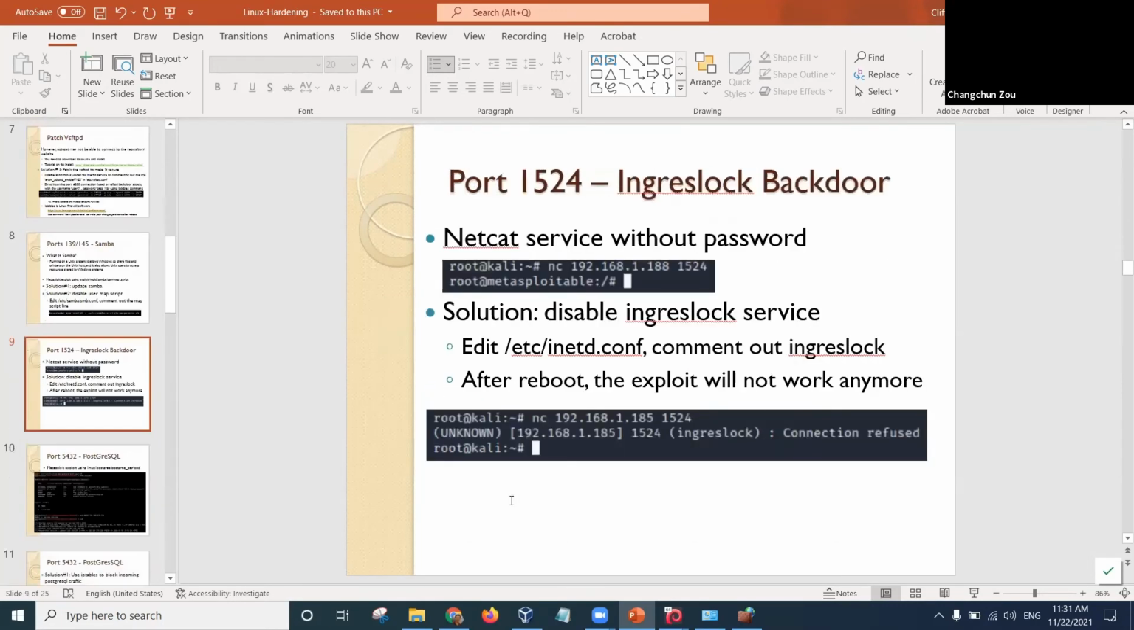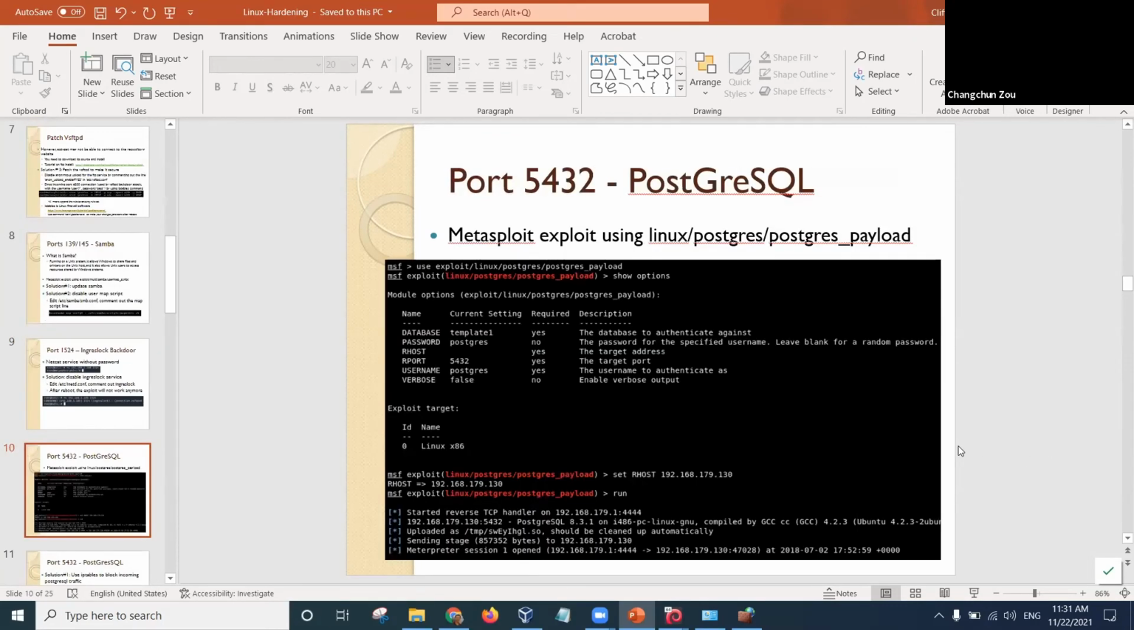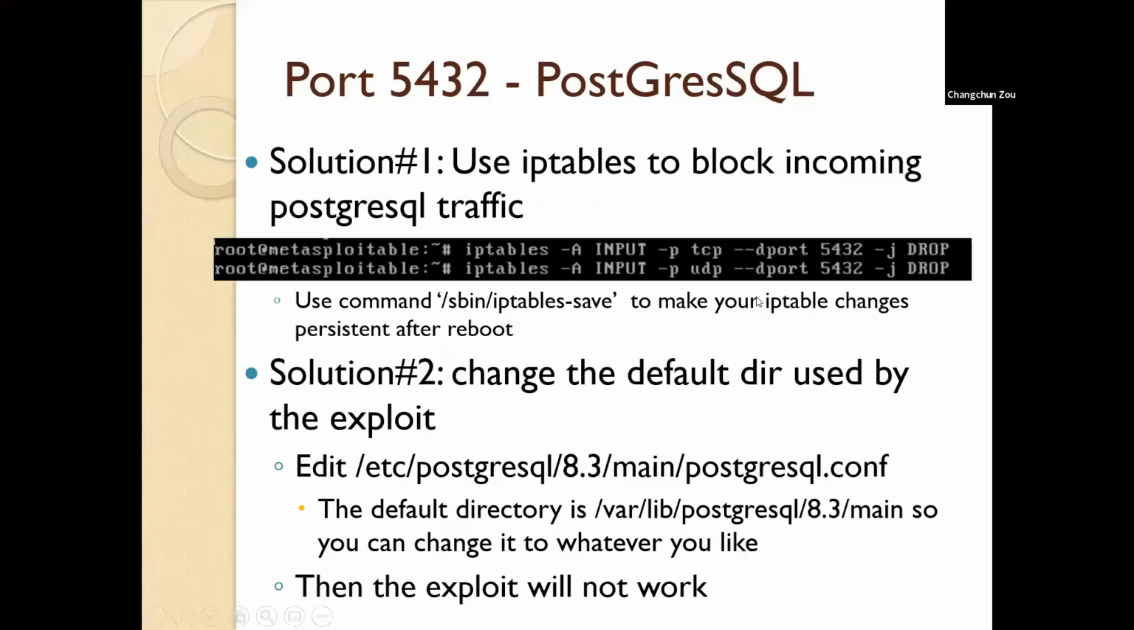So for this PostgreSQL, if you still need to run it in the background for your own server, you can simply use the iptables firewall to block incoming PostgreSQL traffic. So basically, set up this iptables rule for input, TCP, destination port 5432. We make this incoming connection drop.